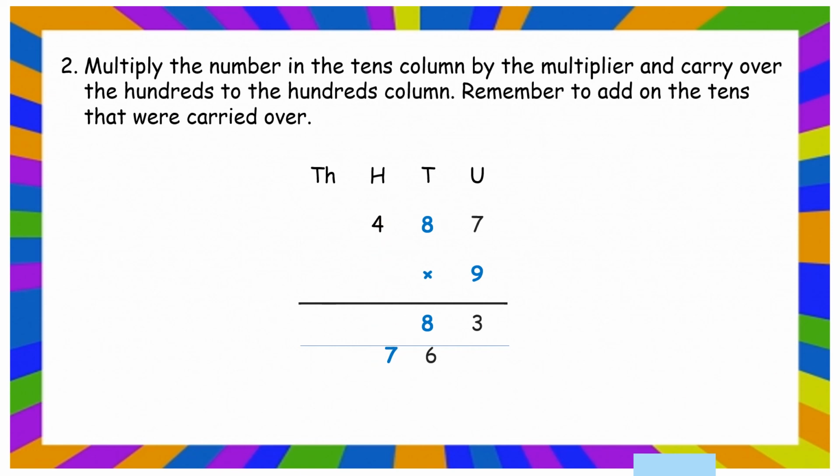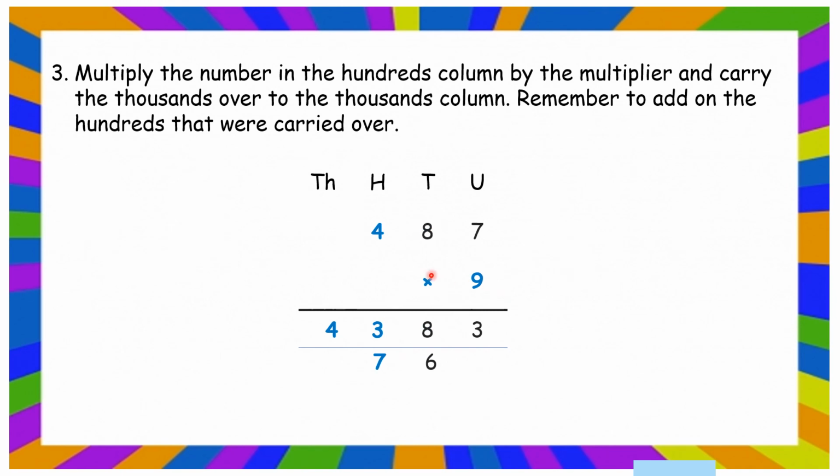And then finally, we're going to multiply 9 times 4 in the hundreds. So 9 times 4 is 36. 36 plus the 7 we exchanged is 43. So we have 43 up here. So our answer is 4,383. I hope this is clear.